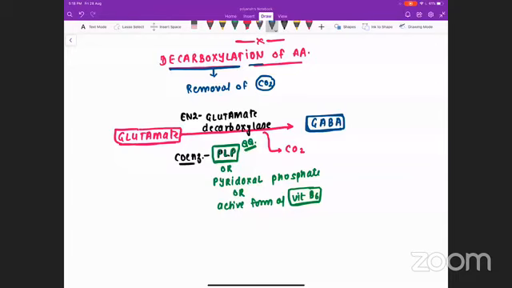From your physiology knowledge, you may be knowing that GABA is an inhibitory neurotransmitter. GABA is an example of inhibitory neurotransmitter, whereas glutamate is an example of excitatory neurotransmitter.